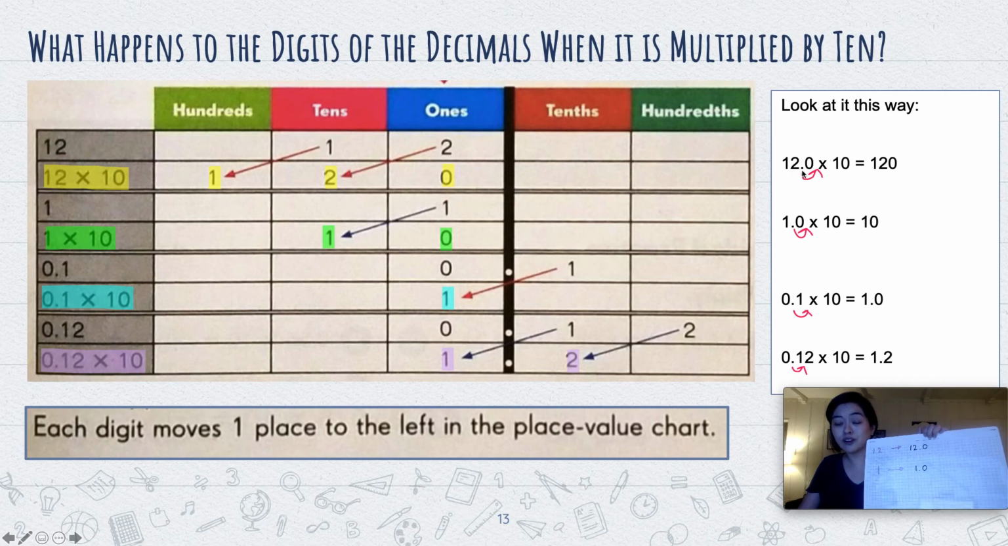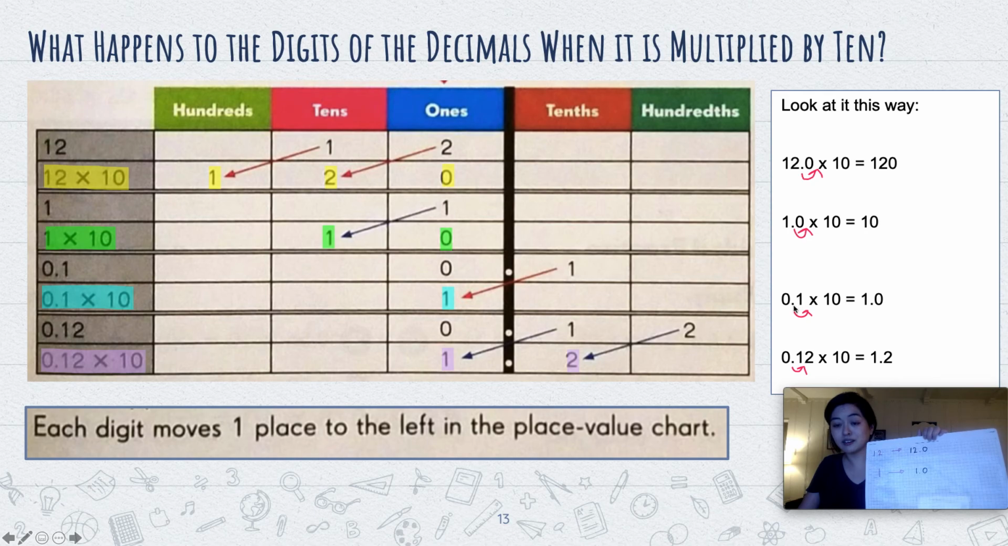So if I move the decimal point of 12.0 right here, it becomes 120, right? Look at this, 1.0, and I multiply it by 10. I'm going to move that decimal point one place to the right, right here. That comes after the 0. So then your answer is 10.